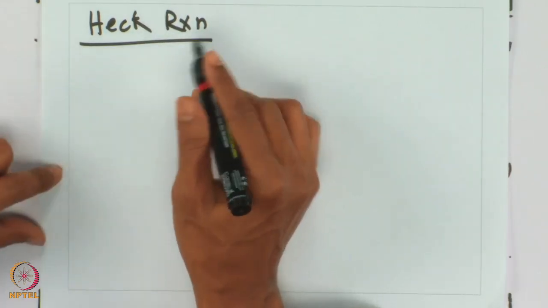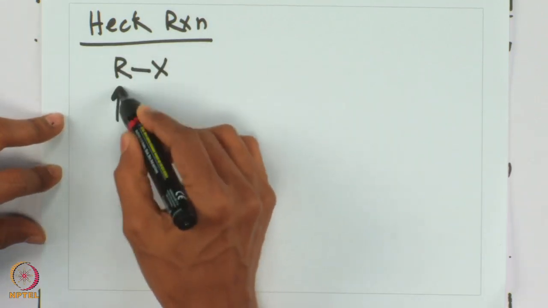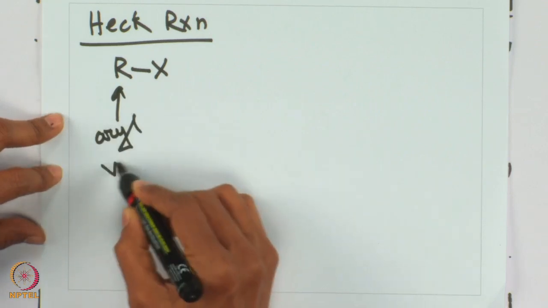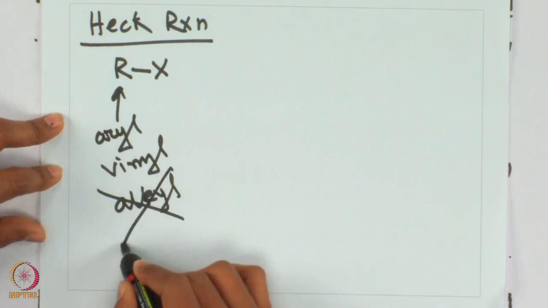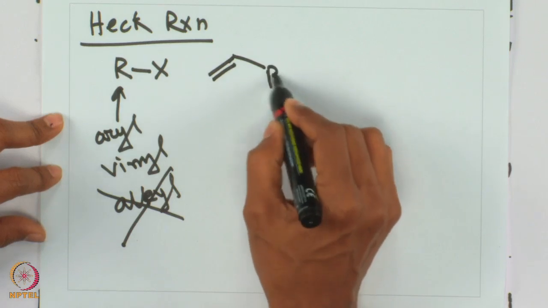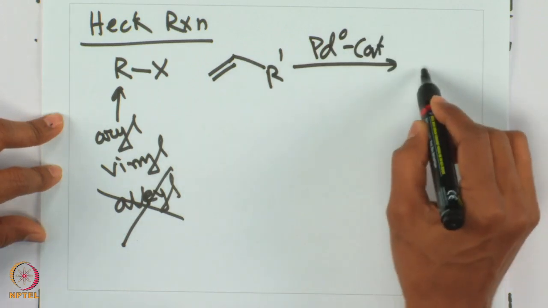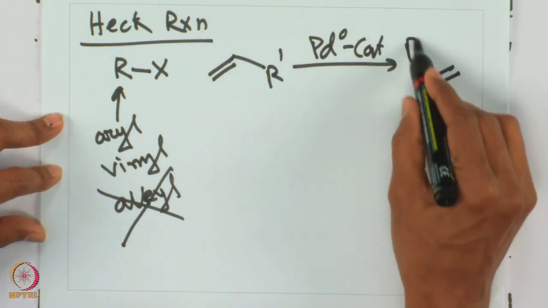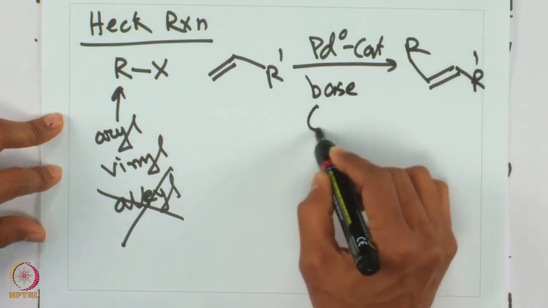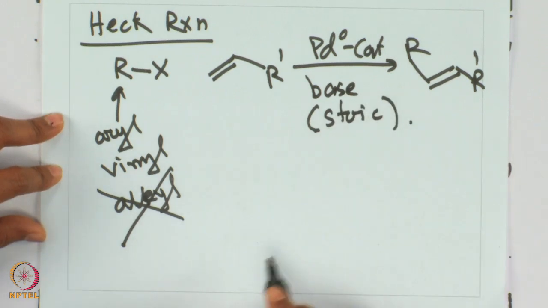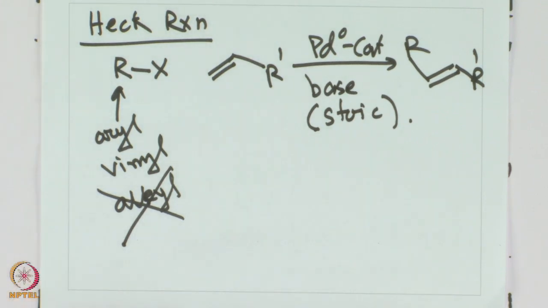Now, the major part of the Heck reaction is RX. This could be aryl and vinyl, or alkyl actually does not work, and it reacts with an olefin to give you the desired internal olefin. Usually it is an internal olefin that people are interested in or people do get. So, you need base in stoichiometric equivalent. All that is a quite interesting reaction in its own right.